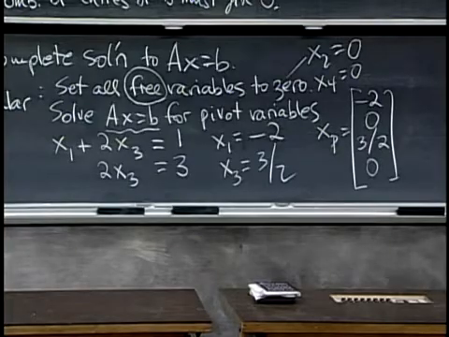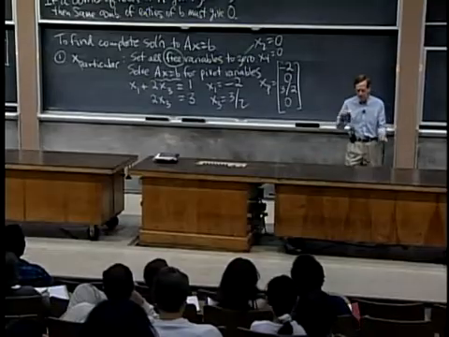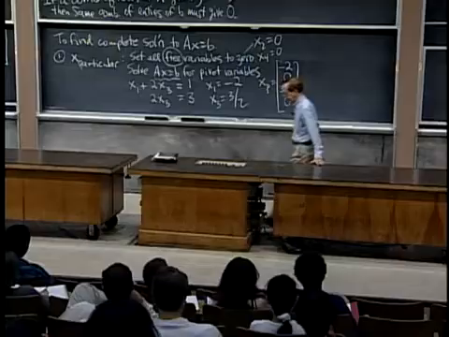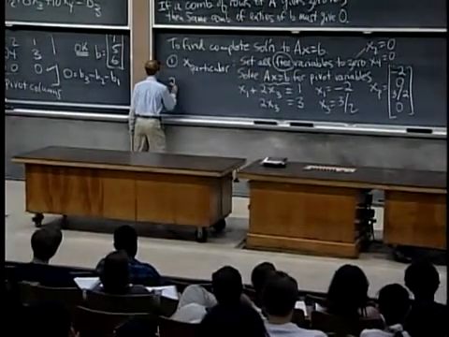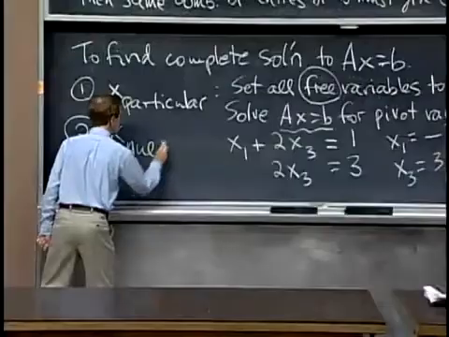Okay. Now, but that's only one solution, and now I'm looking for all of them. So how do I find the rest? The point is I can add on x, anything out of the null space.